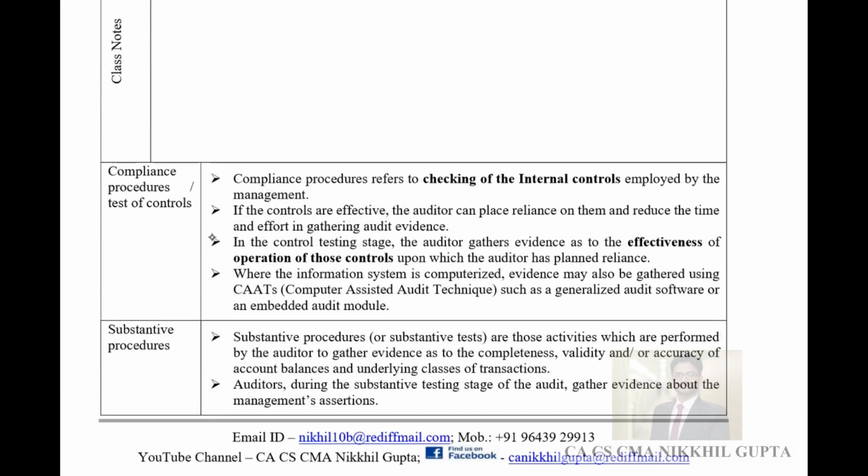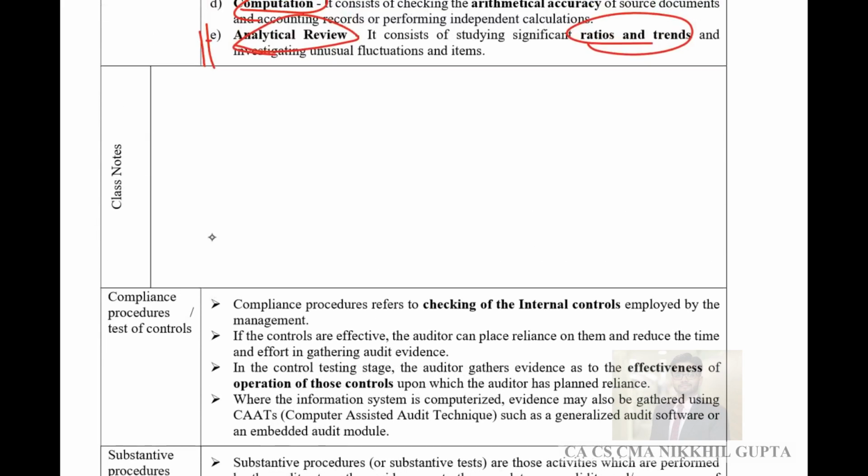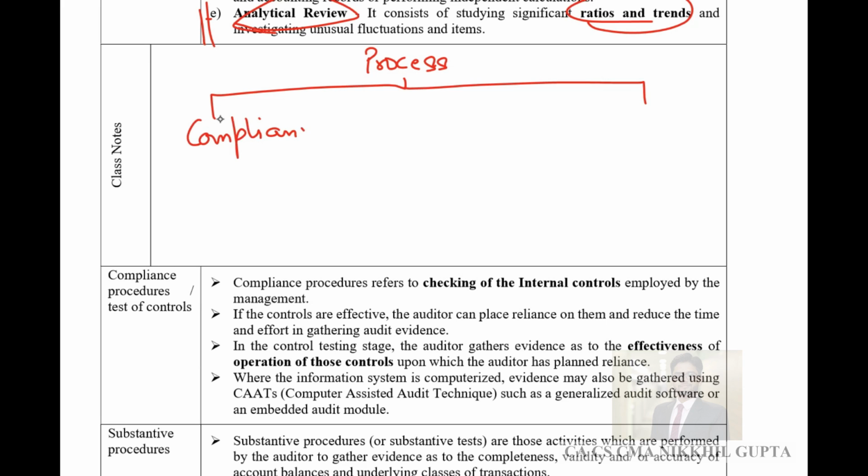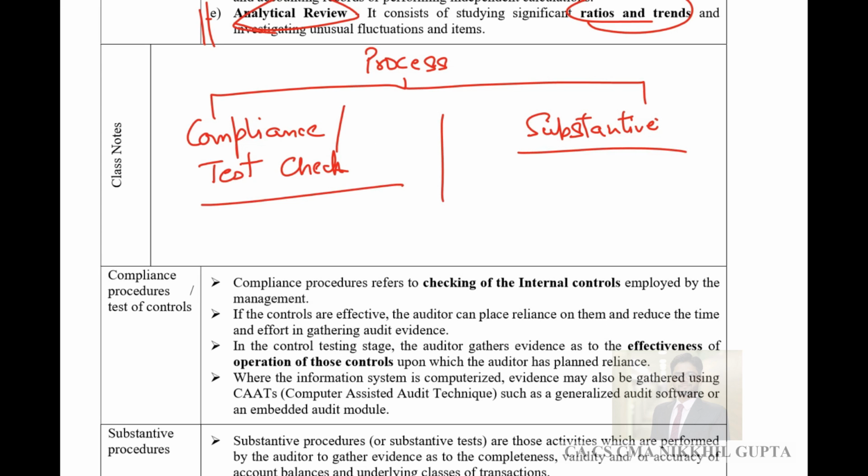So guys, the next topic which we are going to start is compliance procedures and substantive procedures. Basically, the process followed by the auditor is divided into two parts. First part is known as compliance procedure or test checking, and second part is known as substantive procedure. These are the two methods of obtaining audit evidence. Auditors use these two to collect audit evidence.